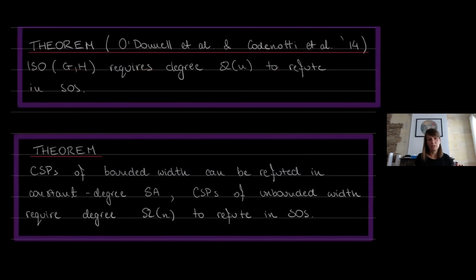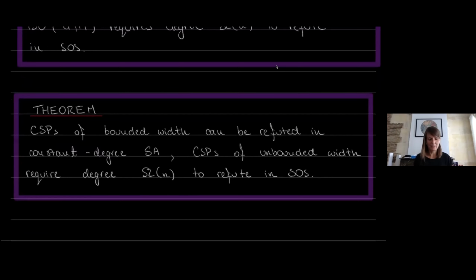And finally, I just wanted to mention this fact about CSPs. You have to put together a few complicated results that have been shown over the years, but we can also conclude that we have a dichotomy for constraint satisfaction problems. The ones that are of bounded width can be refuted in constant degree Sherali-Adams, and the ones that are of unbounded width, whatever this means, require degree linear in N to refute in sum of squares. This is an immediate consequence of the expressibility of proof search, but of complicated results in the theory of CSP. Some versions of this problem have been published, but not exactly in this form, so that's why I don't give references, but it has been shown also using different techniques than this.